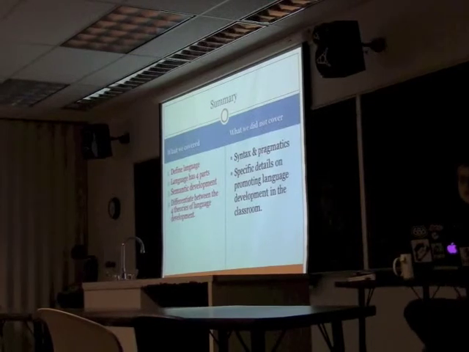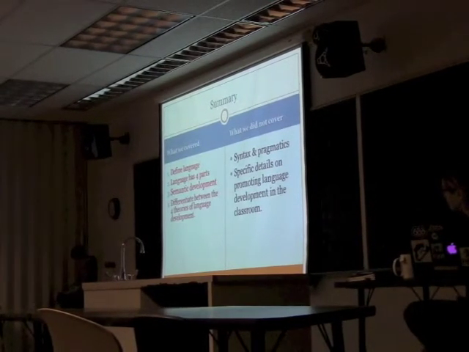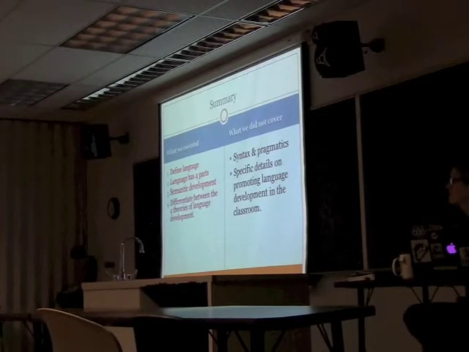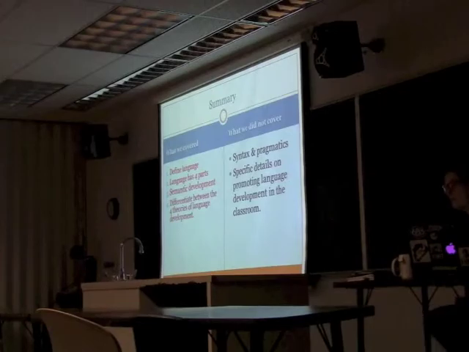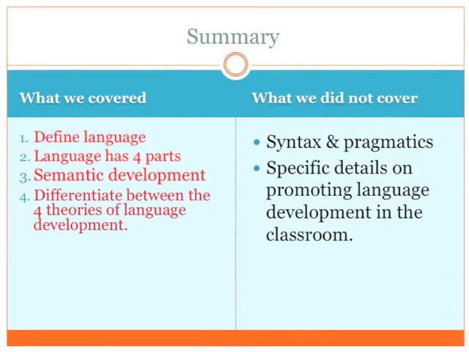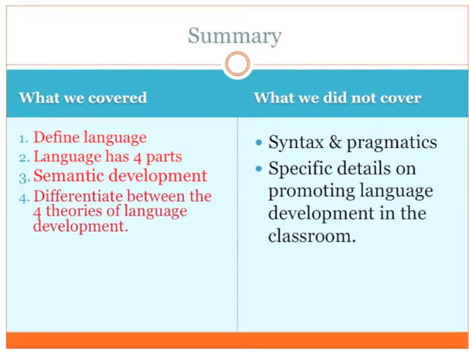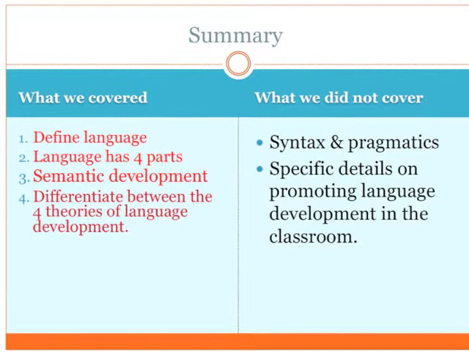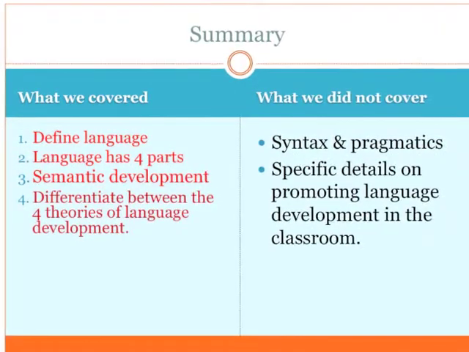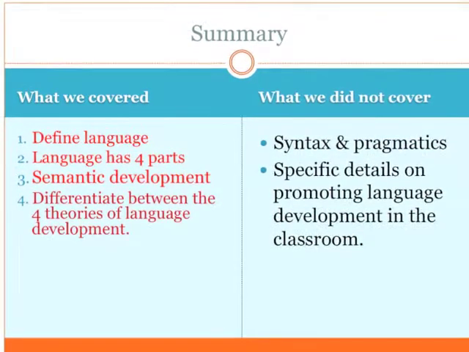All right, so here's what we covered. Here's what we didn't cover for today. The definition of language, the 4 parts. We did a little semantic development, and we differentiated between those 4 theories. Okay? So here's the summary for this lecture. We worked to define language. Language is 4 parts, and we worked a little bit more in depth on semantic development. The last part of the lecture looked to differentiate between the 4 theories of language development. Don't forget the things that we did not cover, as you want to revisit those in your reading and your studies.